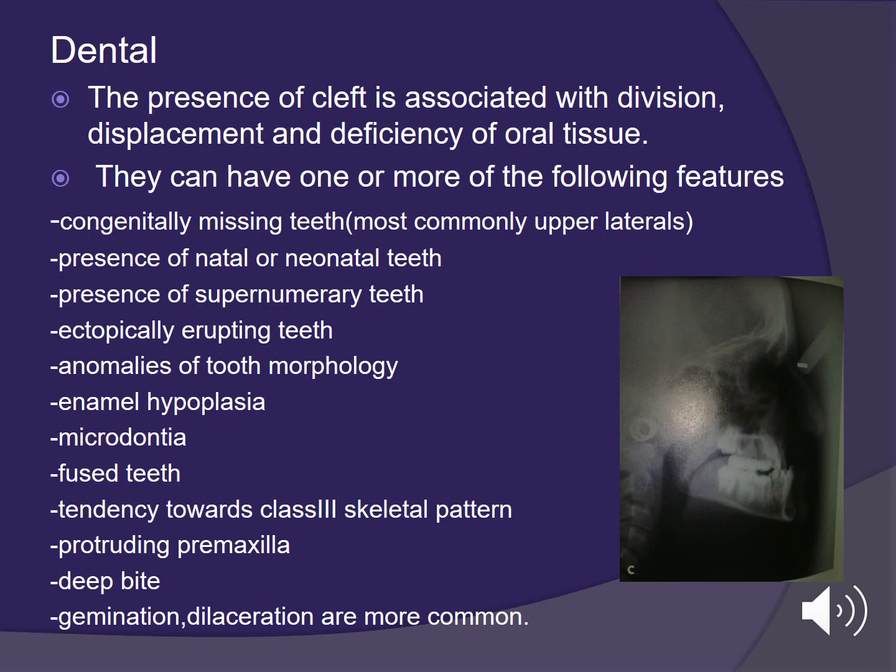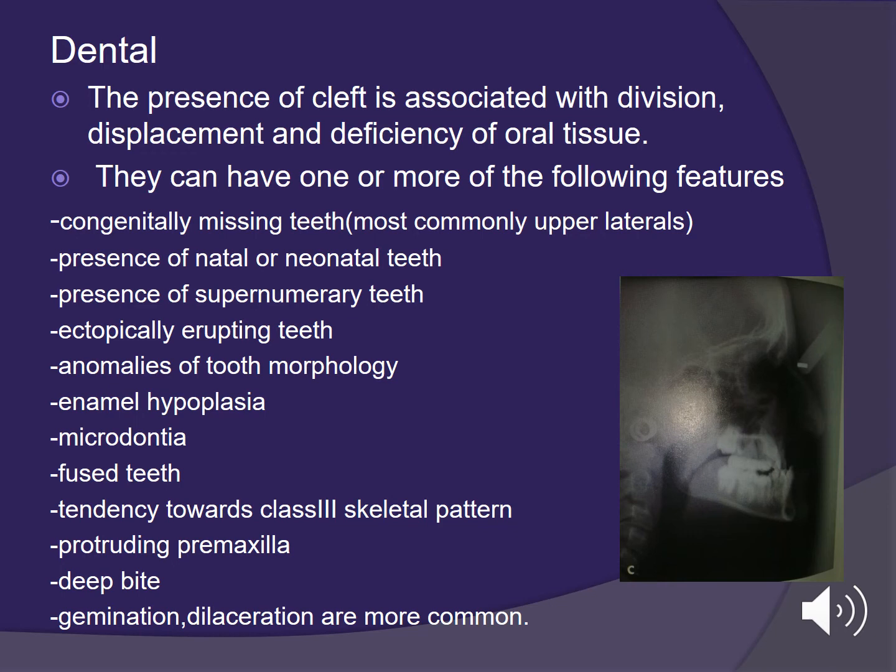The presence of the cleft is usually associated with division, displacement, and deficiency of oral tissue. The cleft lip and palate patient can have one or more of the following features. Firstly, they will have congenitally missing teeth, usually at the line of cleft, at the cleft area itself. For example, if the patient has left-sided cleft lip and palate, they will have a missing lateral incisor on the left side. They will also have presence of natal and neonatal teeth.